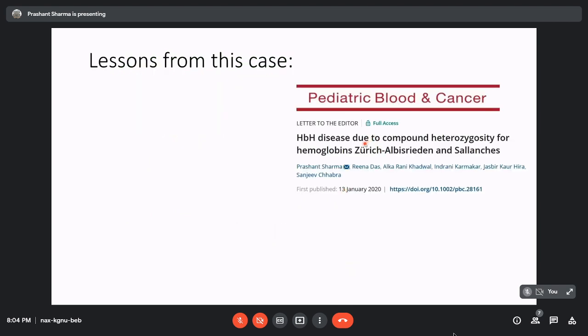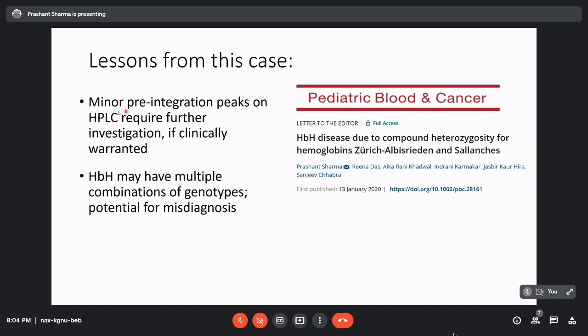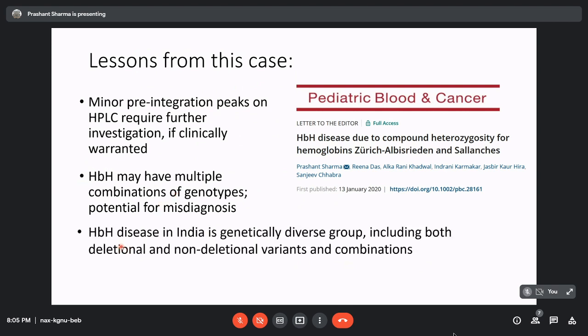So this case got published, and the lesson from this is that even minor pre-integration peaks on HPLC in the correct clinical situation, where you have a patient with a peripheral smear that looks like thal intermedia, require further investigation. And HbH can arise by multiple combinations of genotypes, and therefore sometimes it can get missed if you only stop at HPLC or if you only stop at the gap PCR. And HbH disease in India especially is a genetically very diverse group, which includes both deletional as well as non-deletional forms of alpha thalassemia and their combinations.